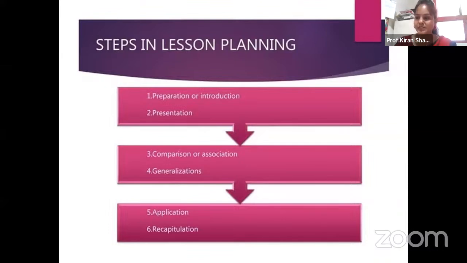Then next comes the presentation. While presenting your lesson plan or while taking your class, use appropriate teaching aids systematically.